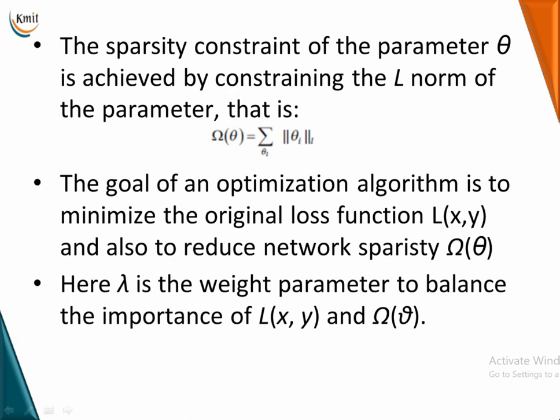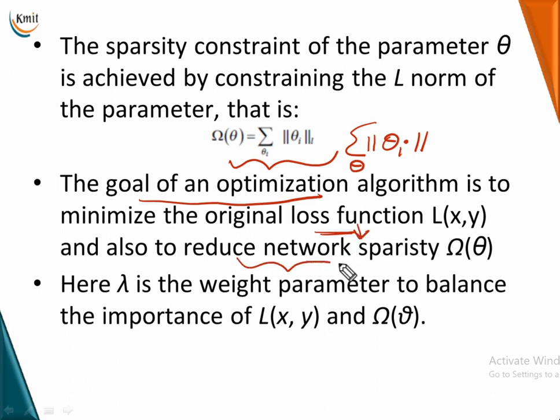So the norm of your loss function is what we take up, and this is the particular mathematical representation of that constraining function. So what you take is, say, modulo of theta i and summate it over all the values of theta. Okay, so the goal of an optimization algorithm is to actually minimize your loss function, correct? But apart from that, if you have added a constraint to your network, then its goal will also be to reduce this network sparsity omega of theta.